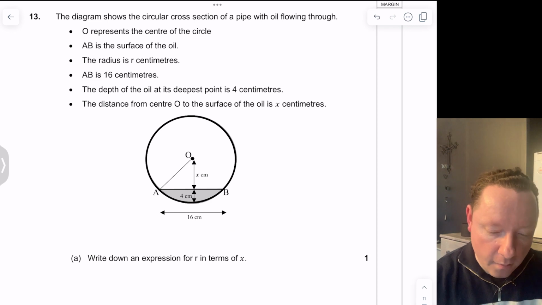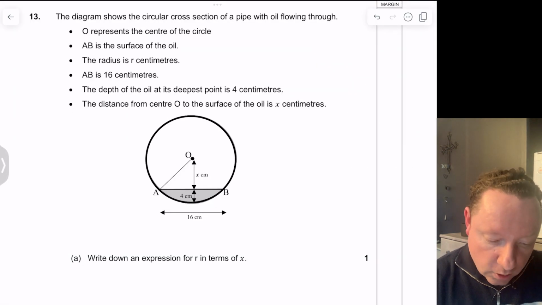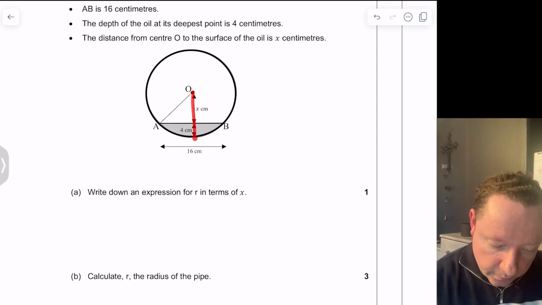Question 13. The diagram shows a circular cross section of a pipe with oil flowing through it. O is the centre, radius is r, AB is 16, the depth is 4, and the distance from O to the centre is x. Write down an expression for r in terms of x. Oh, tricky, nice. Well, the radius goes from here to here. So r must equal x plus 4.